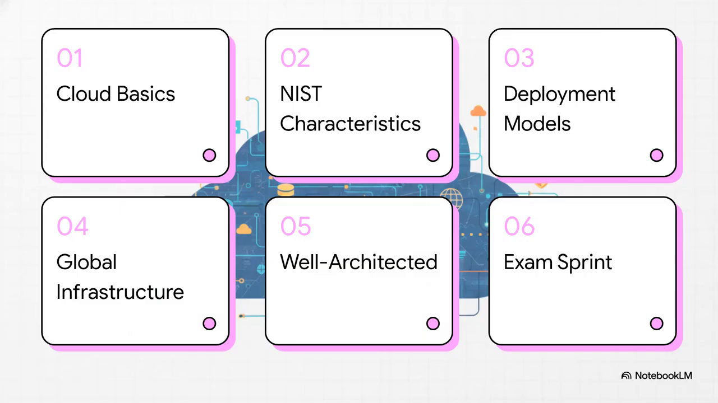Here's exactly how we're breaking it down today. First, cloud computing basics. Then, the NIST characteristics, deployment and service models, the AWS global infrastructure, the well-architected framework, and finally, we'll wrap up with a quick exam sprint to test what you've learned.